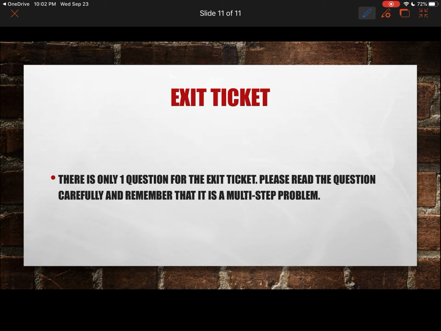Once you complete your problem set, you're going to work on your exit ticket. Now, there is only 1 question for the exit ticket, so please make sure that you read it carefully and remember that it is a multi-step problem. So you're not going to be doing just 1 equation and done. You're going to be doing multiple equations, okay?